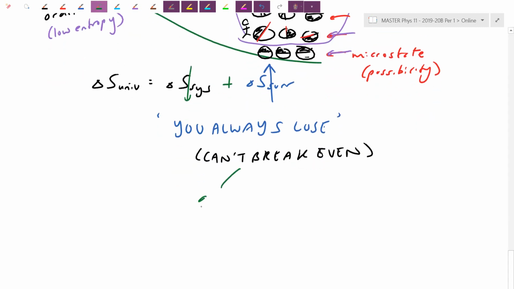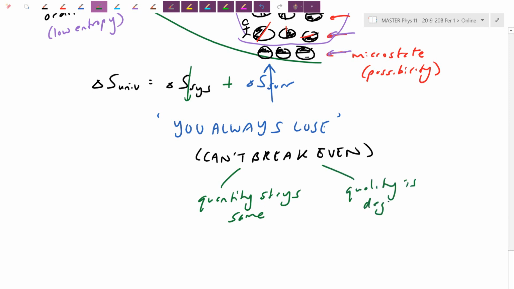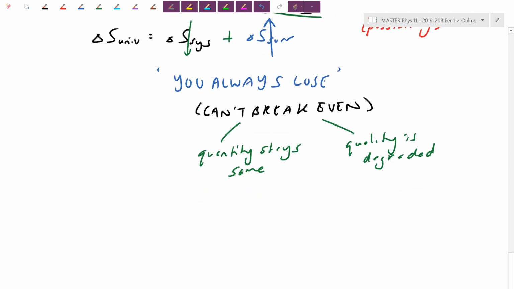The quantity, the amount of energy, stays the same. Quantity stays the same because we said E in equals E out. But what's happening here is the quality is degraded. Because of heat that's dissipating, it just kind of leaves into the environment. You can't collect it back up again.